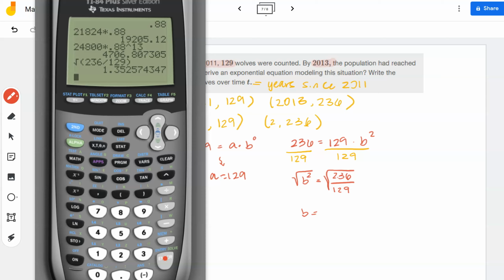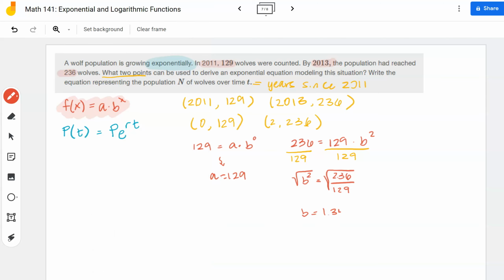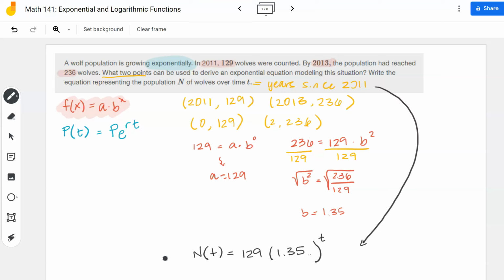So b is equal to, I'm just going to go ahead, now I can round without feeling too bad about it. So if I wanted to make an equation to represent my function over time, I would say n is the number of wolves. And if you put in time, it's going to be 129 as my a. My b was 1.35 and some change. If I was going to be good about this, I would not round that, but I'm going to be lazy. I'll do dot, dot, dot, to the t. And I need to make sure that I've said that t is the number of years since 2011. So that is my correct answer to that question.